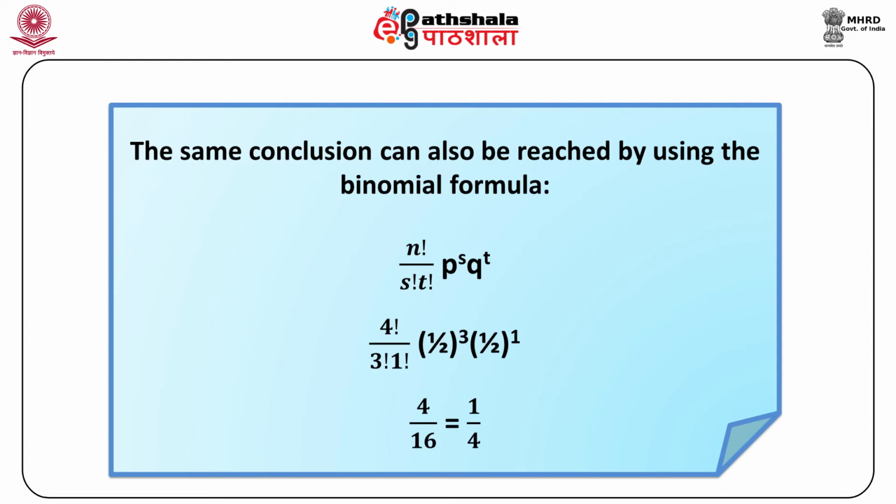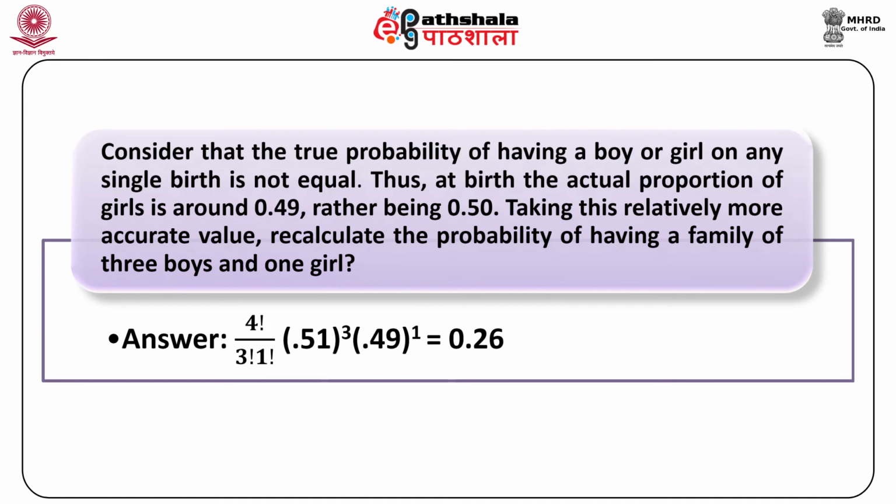So, if we put in the respective values where n is equal to 4, s is equal to 3, t is equal to 1, p is equal to 1 by 2, q is equal to 1 by 2, the possible outcome will be 4 by 16, which is equivalent to 1 by 4. Consider that the true probability of having a boy or girl on any one birth is not quite equal. The actual proportion of girls at birth is about 0.49 rather than 0.5. Taking this relatively more accurate value, recalculate the probability of having a family of 3 boys and 1 girl.